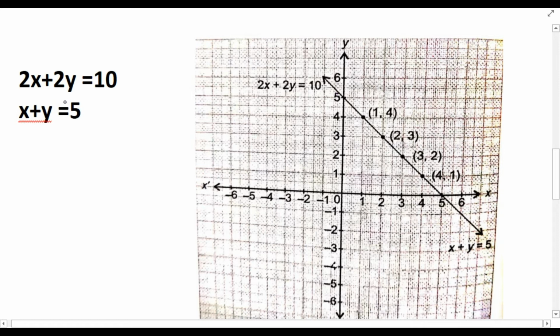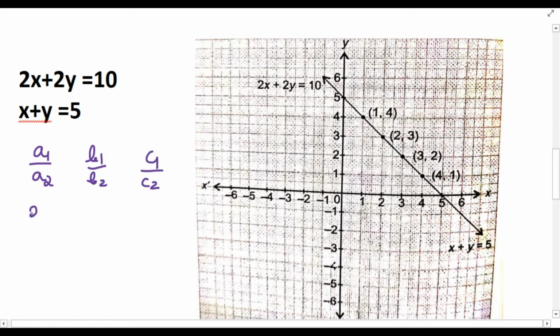You can see when I drew the graph of the first equation, I got this line, and when I drew the graph of the second equation, it is also lying on the same line. So they are coincident lines. Such lines are called coincident lines. Now let's compare the coefficients: A1 by A2, B1 by B2 and C1 by C2.